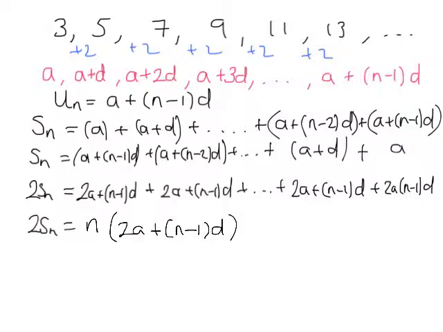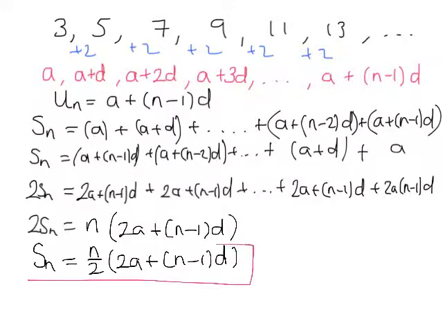So we're almost there for our formula for the sum to n terms. All we need to do now is just divide by 2, and we get the sum to n terms is n over 2, 2a plus n minus 1 times d. And that is our general formula for finding the sum of the first n terms. So I'm just going to put a little box around that. This is the formula. We're given this in the formula booklet in C1, but you need to know this proof of where it comes from.